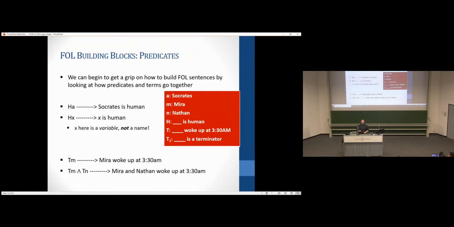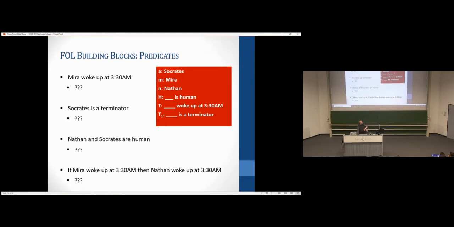So let's do a little practice. Here's a simple symbolization key. It's the same one we just saw, and the same one from all of the exercises, and some very simple warm-up. How would we do Mira woke up at 3:30 a.m. using this symbolization key? TM. And note, this is the simplest kind of sentence we'll be able to capture with FOL. This is our most basic sentence. How about Socrates is a Terminator? T1A. Nathan and Socrates are human.